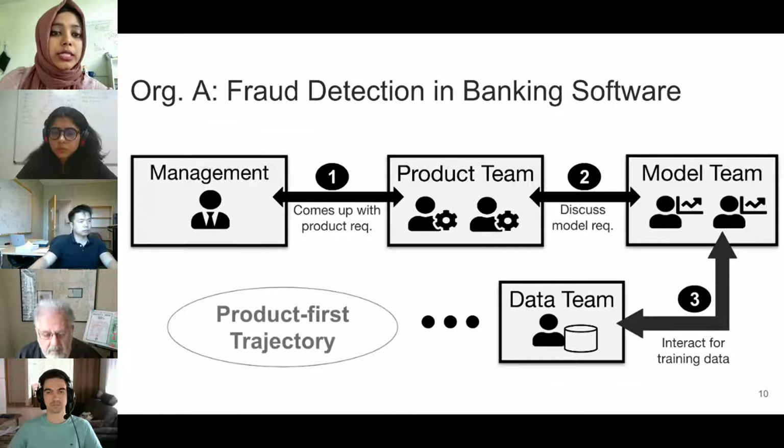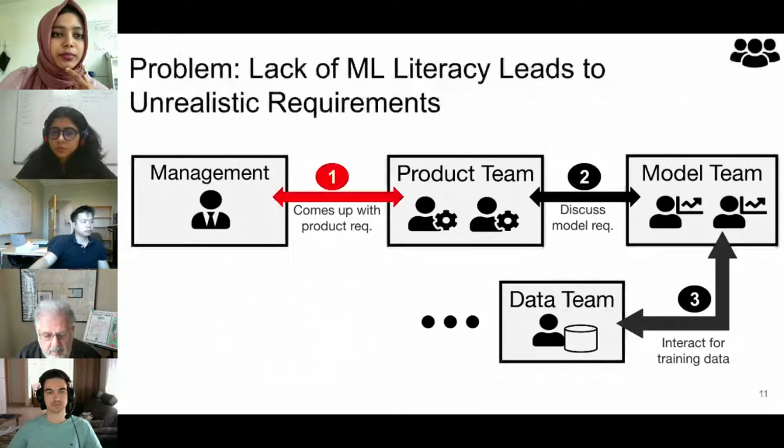We categorize this type of organization as an organization of product-first trajectory, because the product was developed first, and then they felt the need for a model, which came later in the process. The problem this kind of company faces is that when the product team comes up with the requirements with the manager, they do not include the model team. As a result, they come up with requirements that might not be realistic.